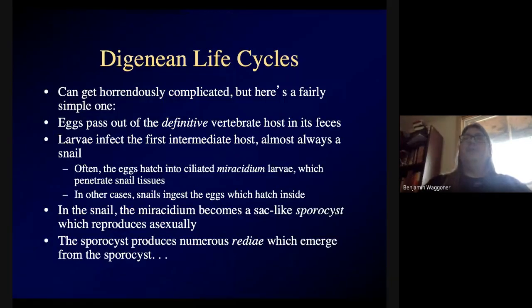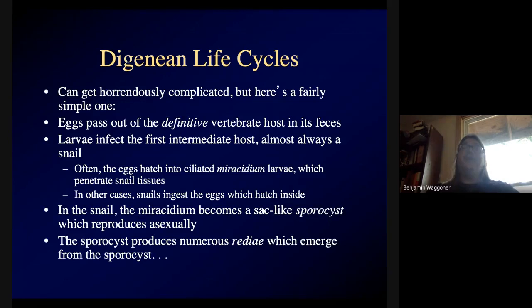Digenean life cycles can get pretty complicated, but a simple one would go like this. Eggs will pass out of the definitive vertebrate host, often in the feces. If you've got a fluke living in the liver or the gallbladder or the bile duct, the eggs often pass out in the feces. The eggs will hatch into larvae, and larvae infect the first intermediate host, which is almost always a snail.